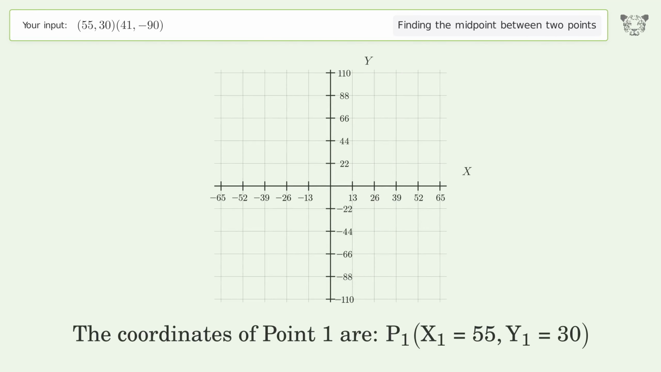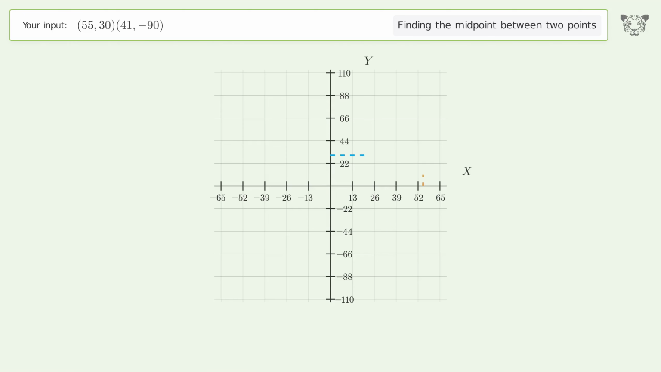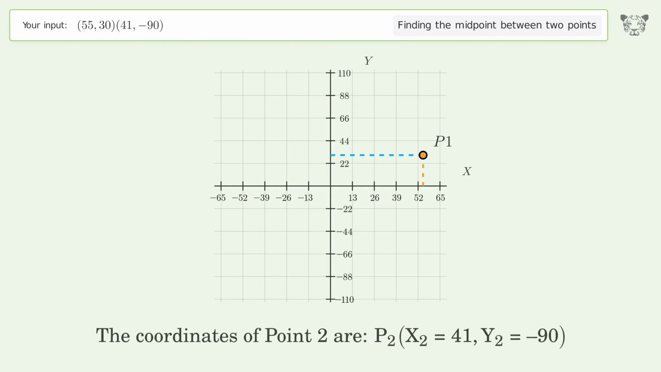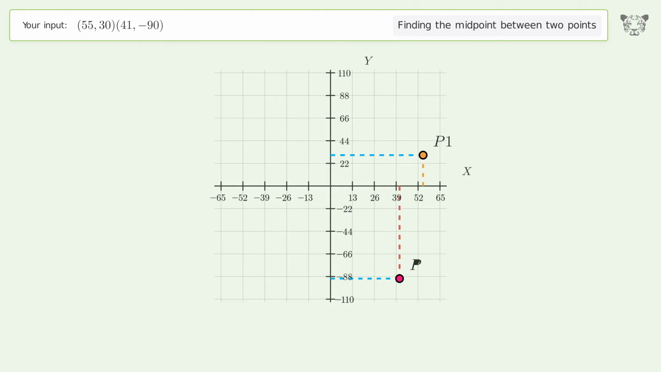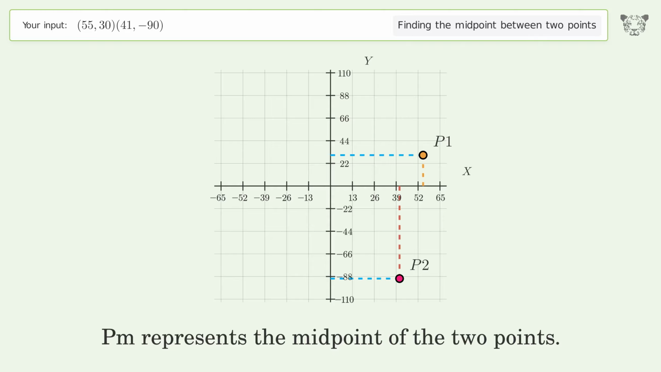The coordinates of point 1 are x1 equals 55, y1 equals 30. The coordinates of point 2 are x2 equals 41, y2 equals -90. PM represents the midpoint of the 2 points.